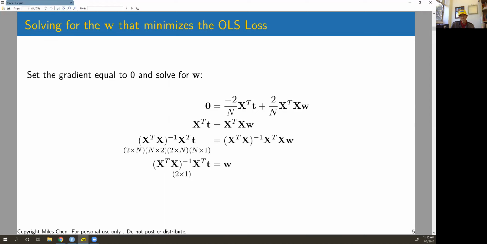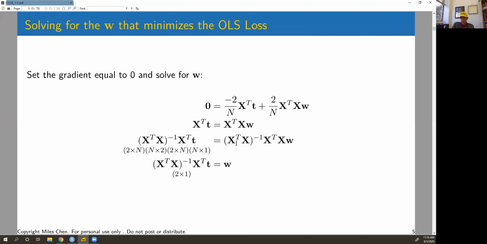And so the only place I can put it is in front. If I try to put it after, X transpose t is 2 by 1, and I'd be trying to multiply a 2 by 1 matrix by a 2 by 2 matrix, and those dimensions will not align, and I would get a dimension mismatch. So here I would multiply by the front.